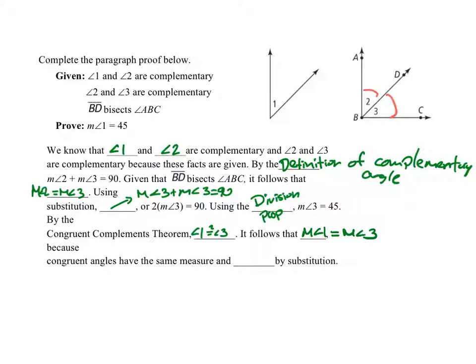And by substitution, I know that angle 1 equals 45 degrees, right? So I'm substituting this in this equation right there. I'm substituting angle 1 for angle 3. And I have proven this exercise.